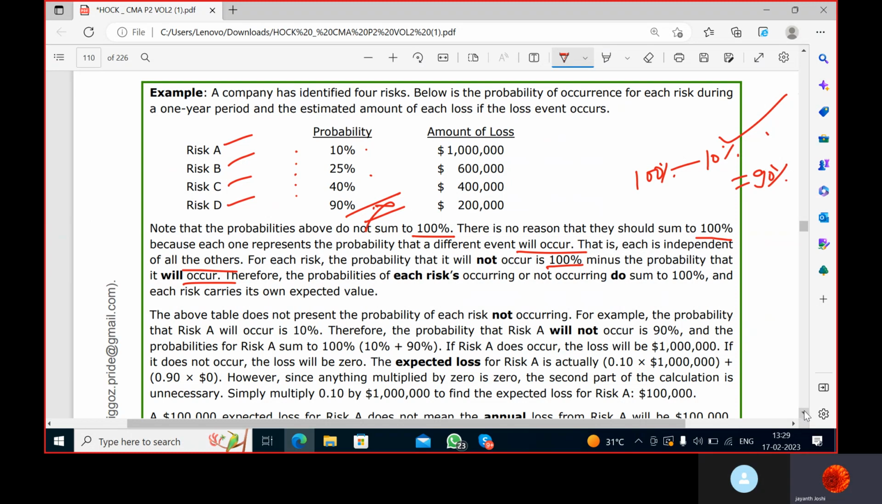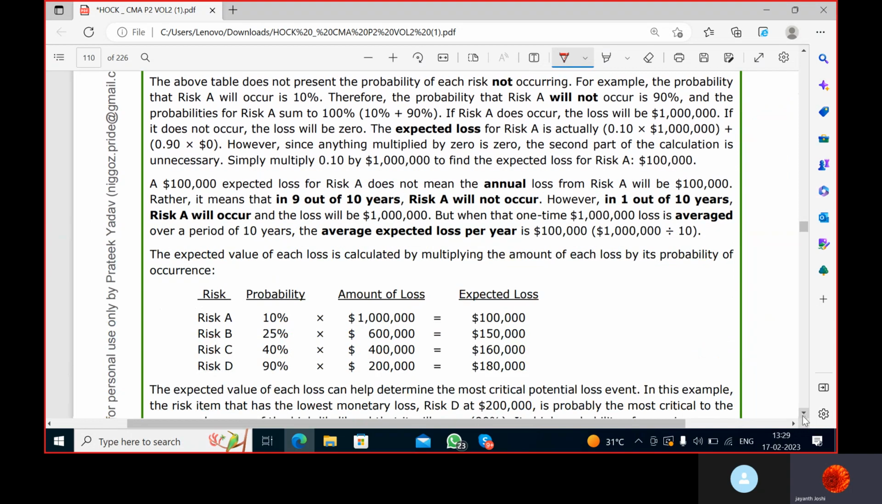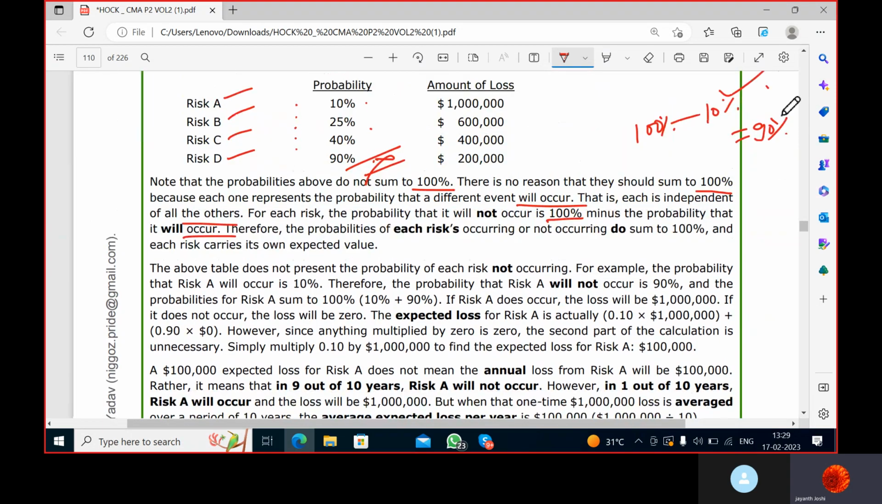In this way, we can find out the probability of those risks not occurring. If the risk occurring is 10%, not occurring is 90%. If it is 25% occurring, 75% it is not occurring. If it is 40% occurring, 60% it is not occurring. If it is 90% occurring, 10% it is not occurring.